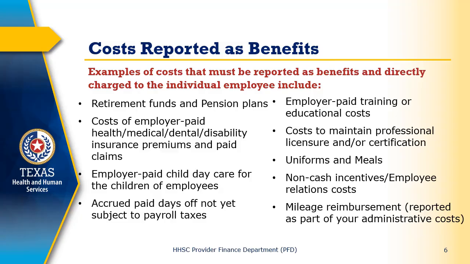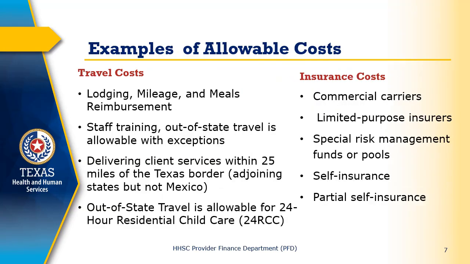For more information on costs that are reported as benefits, refer to the TAC Rule 355.103b1. It is important to note that the administrative benefits will be categorized under specific line items in the staff expenses section. Next, we will continue to examine the different types of allowable costs reported on the cost report. Let's review some more examples of allowable costs.